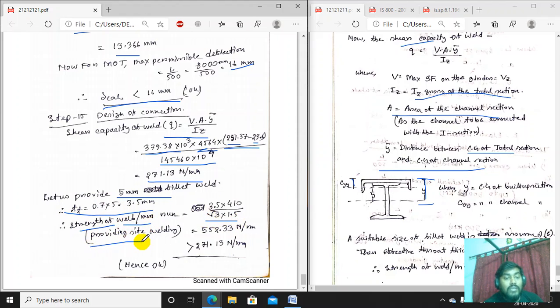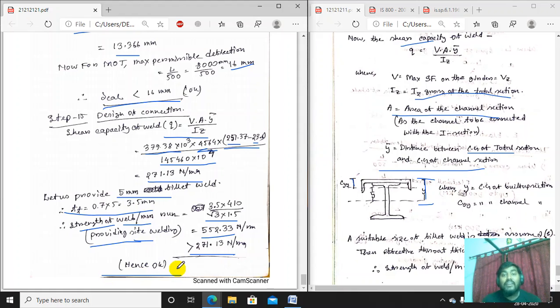So we are providing site welding, as the connection is to be done at the site, because in the shop we do not know what the shape of the channel will be, and we cannot bring the whole section all the way from the shop to the site. So here we are using site welding. Putting it, it is much more than the required strength. So the strength criteria is also okay.